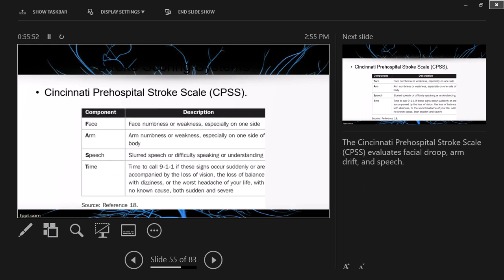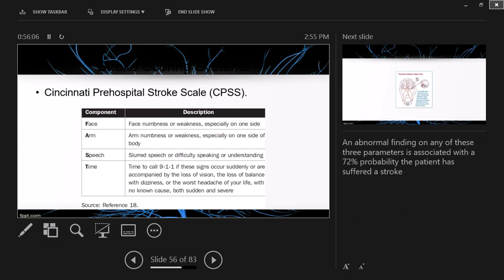One of the nice things with the Cincinnati is that we're simply looking at the face. Does it droop or not? Arm, do we have one side weakness or paralysis or not? And then speech. Do we have trouble with speech or not? Anytime that we find one of these findings abnormal, that's a 72% indicator that our patient's having a stroke. So it is pretty sensitive to identifying that your patient is having a stroke.